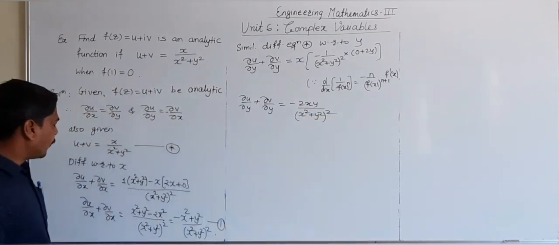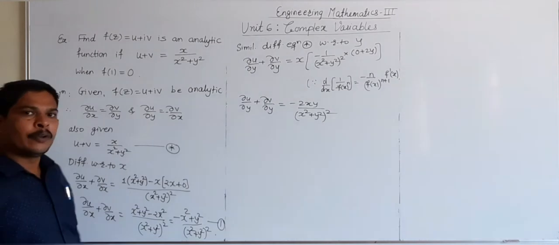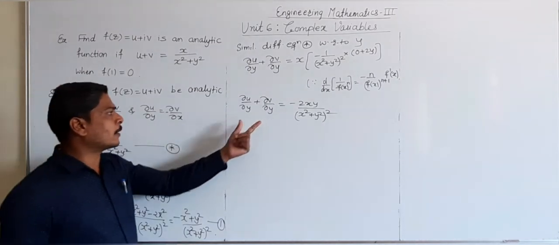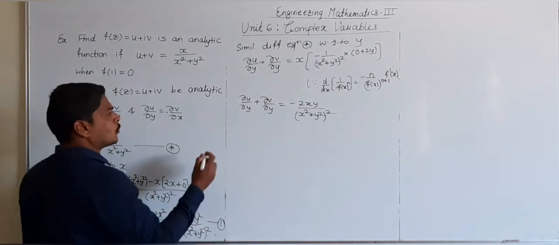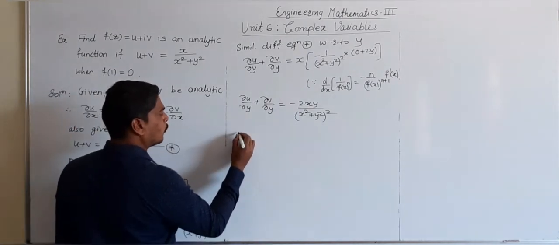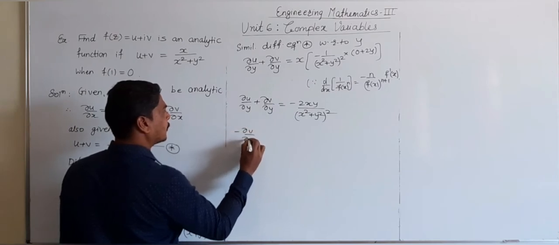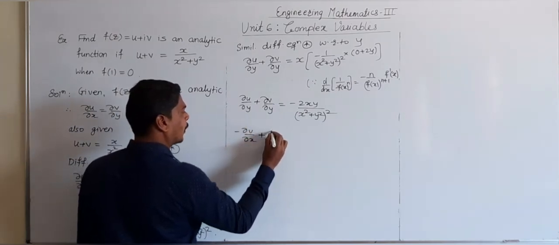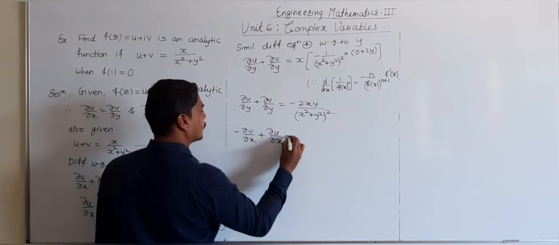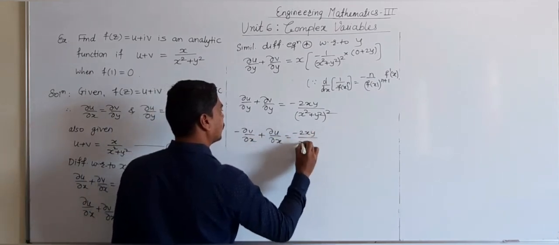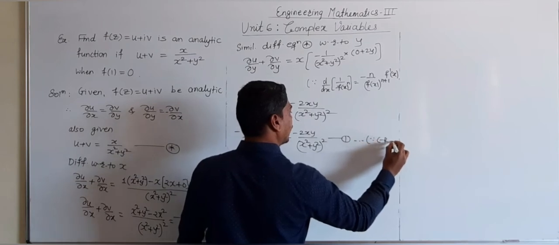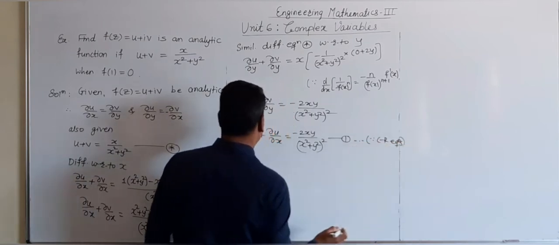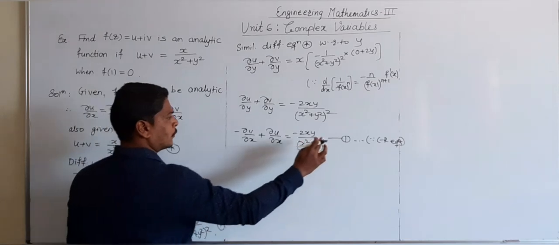Now we require the derivative of u in terms of x only, but in this equation we get derivatives of u and v with respect to y. So using CR equations, replace ∂u/∂y by −∂v/∂x, and instead of ∂v/∂y we replace ∂u/∂x, with the RHS as it is. And this is our equation number 2, by CR equations.